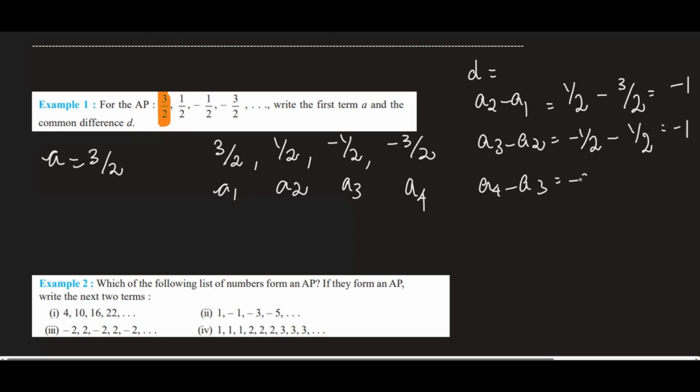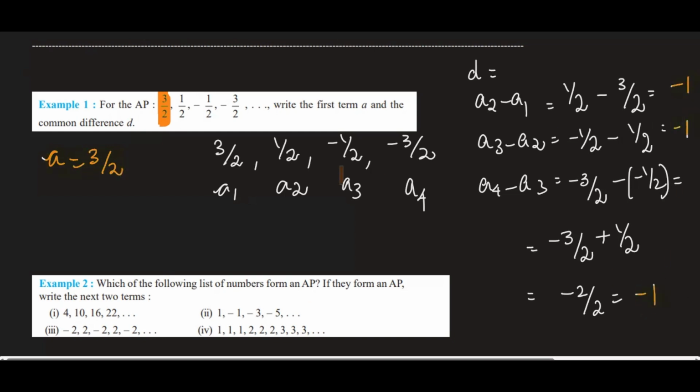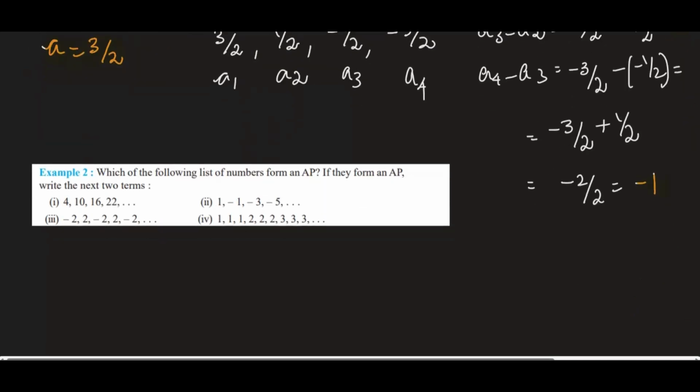What is A4? Minus 3 by 2 minus minus 1 by 2, which is equal to minus 3 over 2, minus into minus becomes plus, so plus 1 over 2, which is equal to minus 2 over 2, which is equal to minus 1. So if you notice, D is actually the same throughout the series. So D will be -1, okay, and A will be 3 over 2. Now we'll jump to the next question.